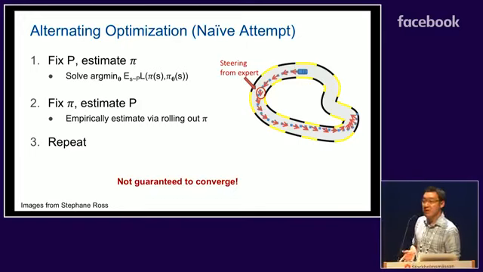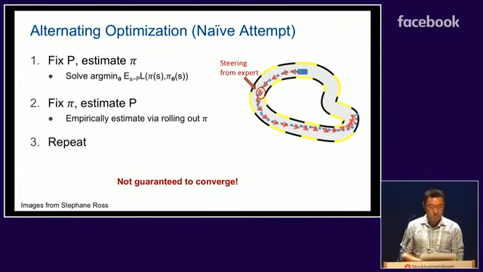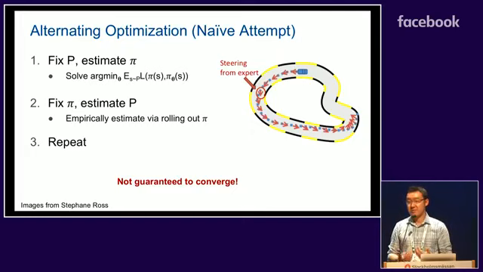This does not work because it is not guaranteed to converge. We can oscillate between a p and a pi, because we've forgotten the earlier mistakes that we've made in this process. So in some sense, we need to remember all the mistakes that we've made in every step of learning.